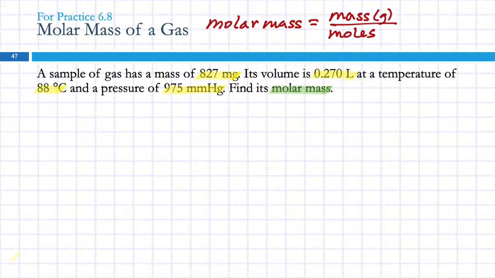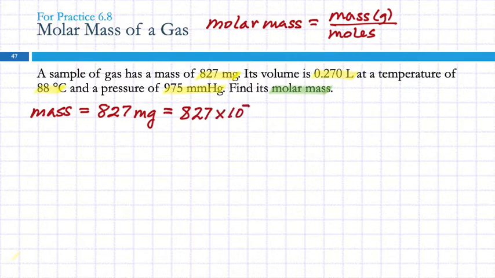Well, do we have the mass? Yes, we do. It's in milligrams, but they gave us the mass, right? So the mass of this gas is 827 milligrams. We need it to be in grams. A very fast way to convert that is to say that's 827 times 10 to the minus 3 grams. Not proper scientific notation. Your calculator doesn't care, and neither do I.